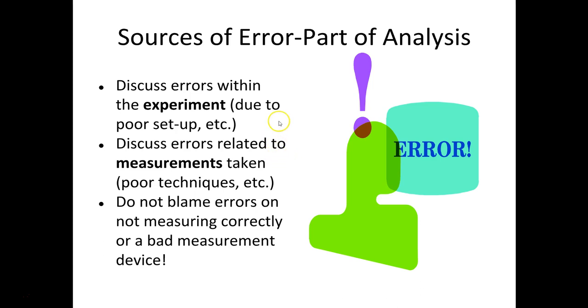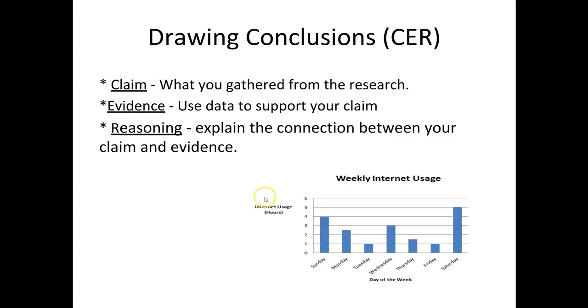The last part of your analysis would definitely have to discuss some of those sources of error. So we've talked at length about the difference between systematic error and random error. So make sure that that gets put into your analysis paragraph. And again, don't just point the finger at some person and say there's human error. Identify the actual problem as best you can.